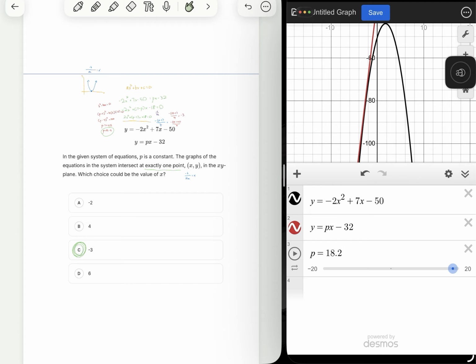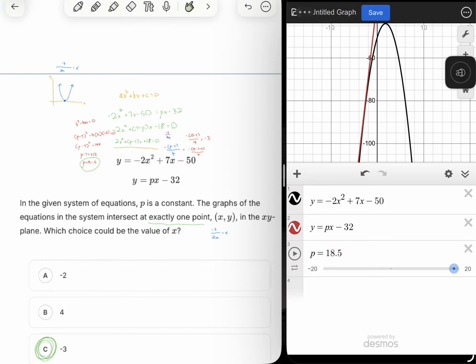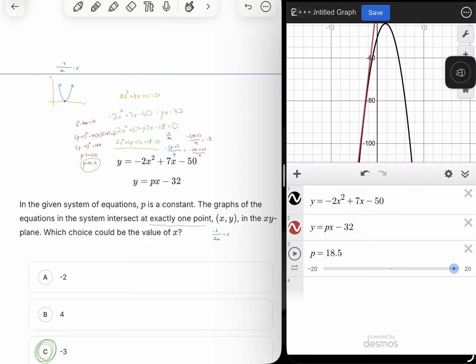But in my opinion, this method is actually worse to use on the SAT. Think about it. If you use this Desmos method first, you don't know what the value of p actually is, so you're going to have to experiment a lot, and that wastes a lot of time. So I'd rather take this mathematical approach.